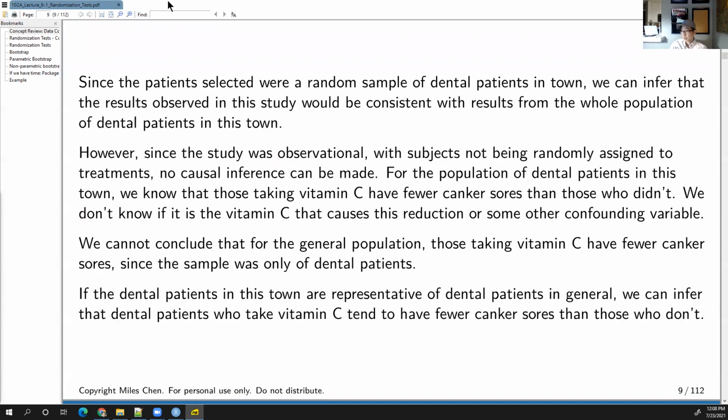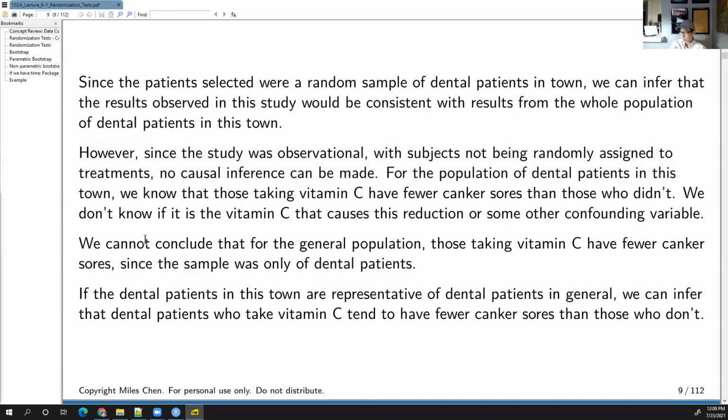And now this time, because the patients are a random sample, we can infer that the results observed in this study would be consistent with results from the whole population. And this time the whole population would be all dental patients in the town. However, because this study was observational, we cannot make any kind of conclusion about cause and effect. There could be some kind of confounding variable.